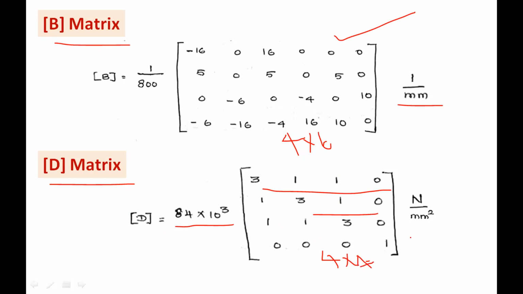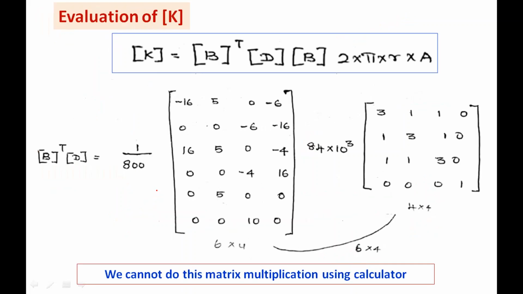The unit for this is Newton per mm square. Now we can use this B matrix and D matrix, because we are using the same element here as in the type 2 problem also. Now we will go to the stiffness matrix evaluation. The K matrix will be equal to B transpose multiplied with D, then multiplied again with B, and then the volume of the element, 2 pi r into A.